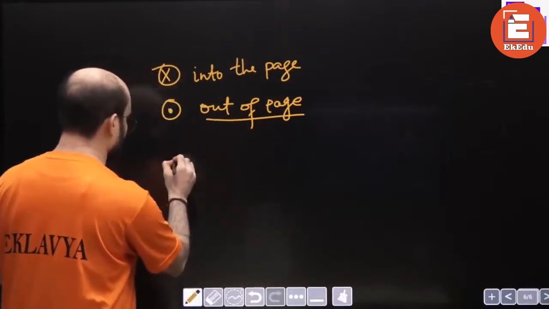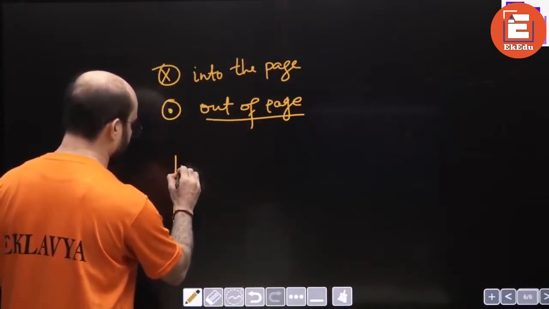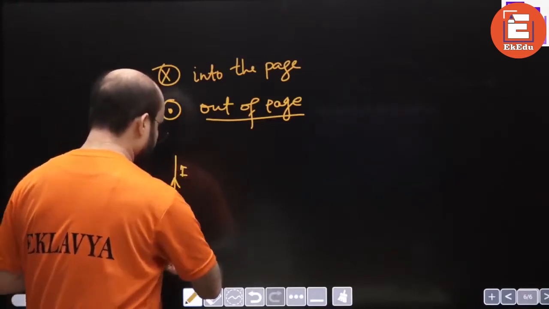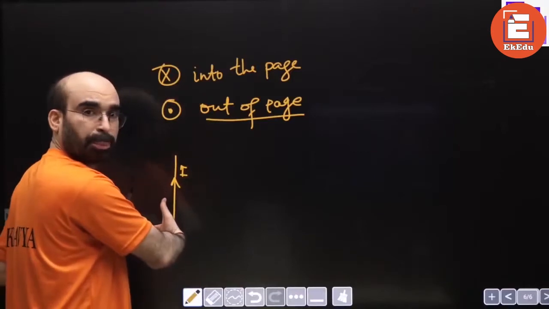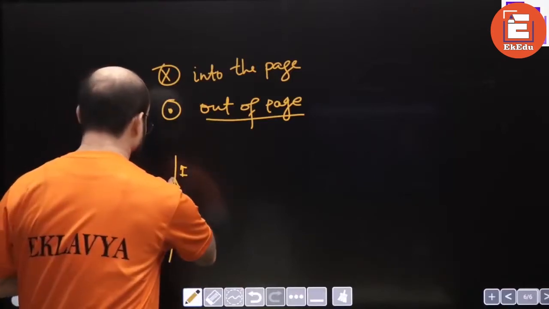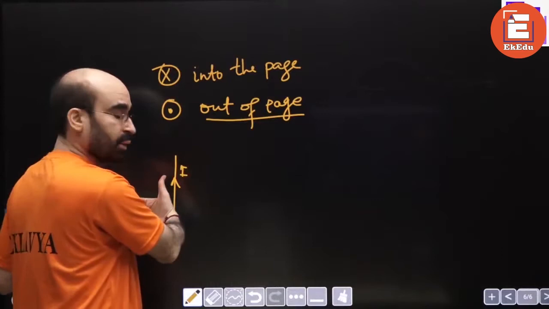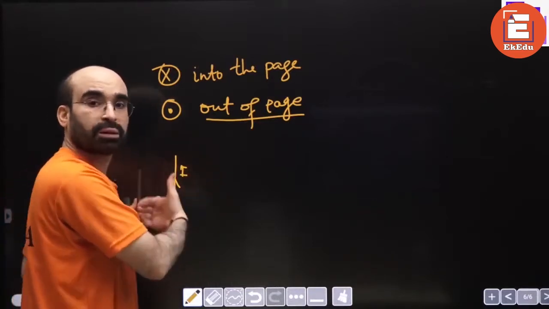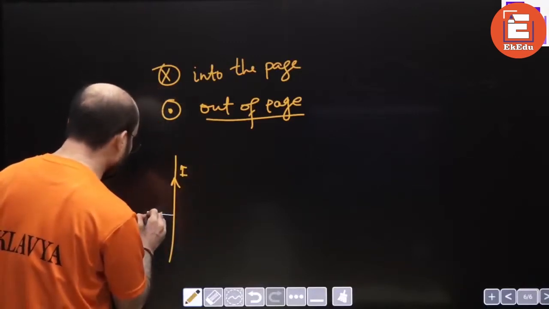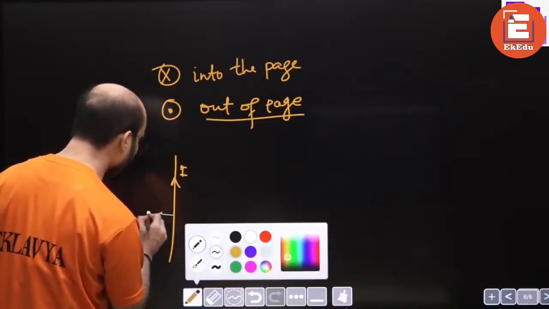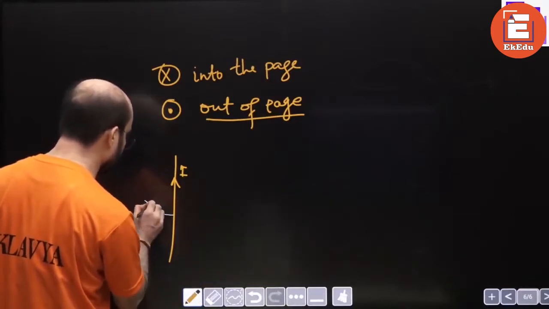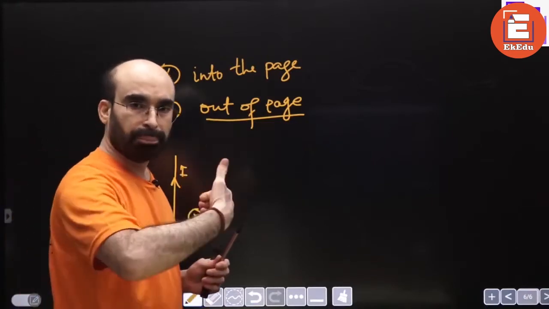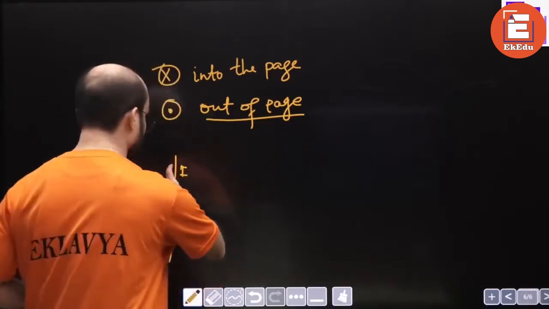So let us talk about this direction. If current is in this direction, let us take this example. If the thumb is representing the direction of current, then the curl of the finger in this direction will show the direction of magnetic field. So on this side it is out of the page, this side it is into the page. The thumb and this curl system is placed in this manner.